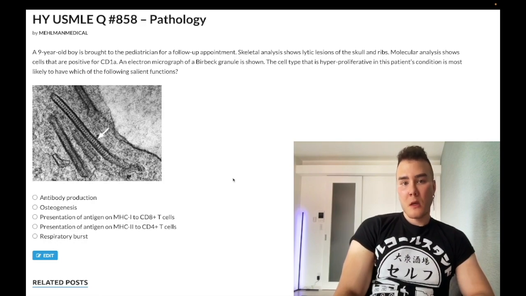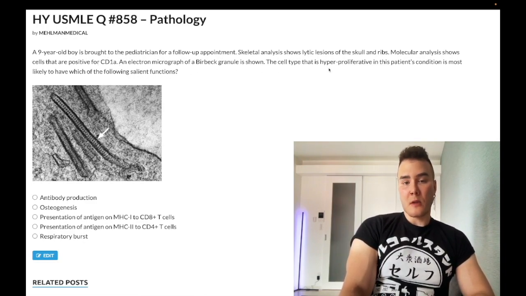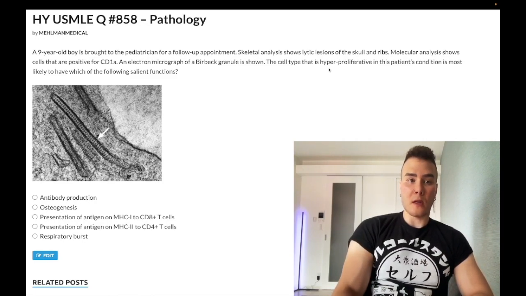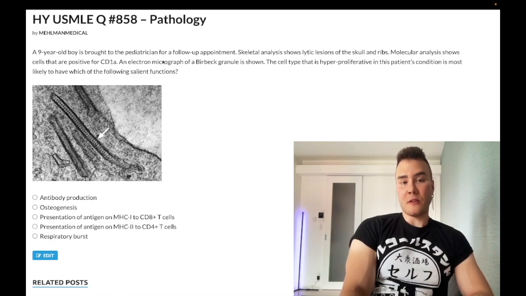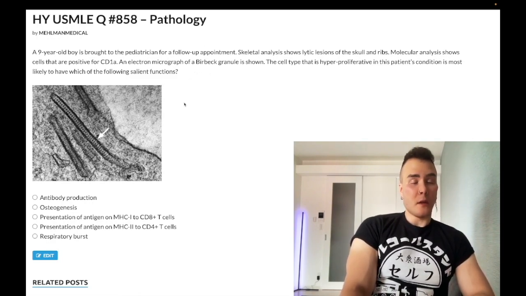A 9-year-old boy has a skeletal analysis showing lytic lesions of the skull and ribs. Molecular analysis shows cells that are CD1a positive. A Birbeck granule is shown. So the cell type that is hyperproliferative in this patient's condition is most likely to have which of the following salient functions? Now it's a pass-level diagnosis for starters, in that this is simply Langerhans cell histiocytosis, okay?